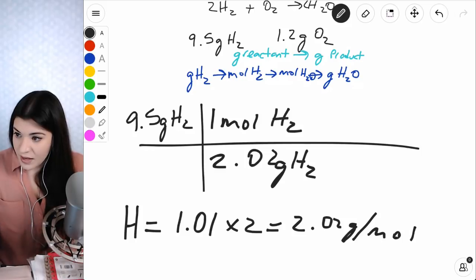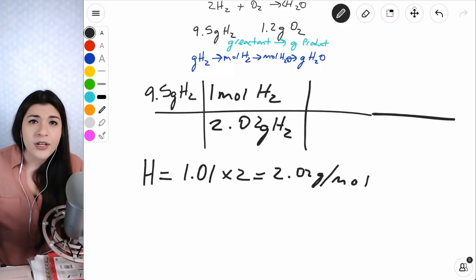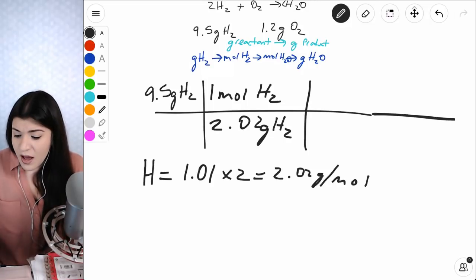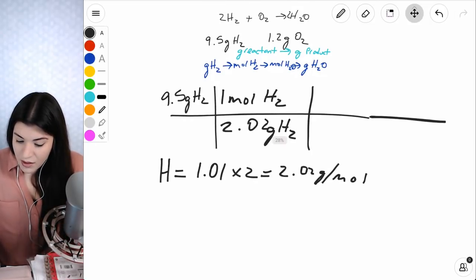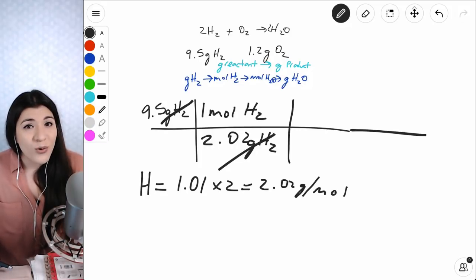Okay. And for everybody that's joining in right now, I'm doing a limiting reactant question. So if you're struggling with that, or any stoichiometry question, that's what we're focusing on right now. Then as we go from grams, the grams of H2 are going to cancel. We're now at moles of H2.